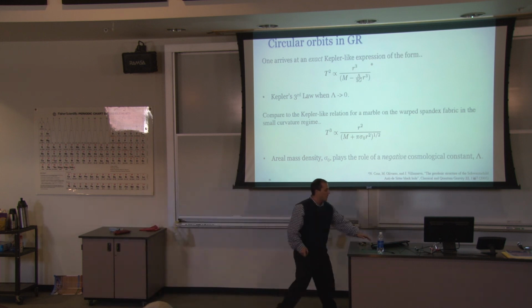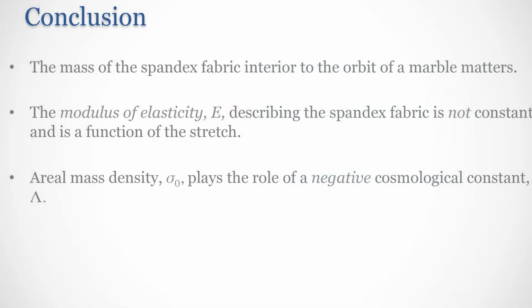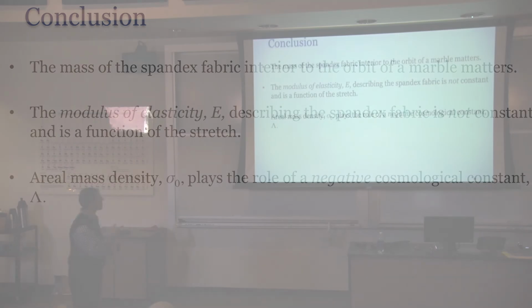So anyway, let me wrap stuff up with just telling you effectively the conclusions. Here's the main things that come out of the paper itself. Number 1, the mass of the spandex fabric interior to the orbit of the marble actually matters. In fact, it could dominate for a small enough central mass, which we showed and collected data on.